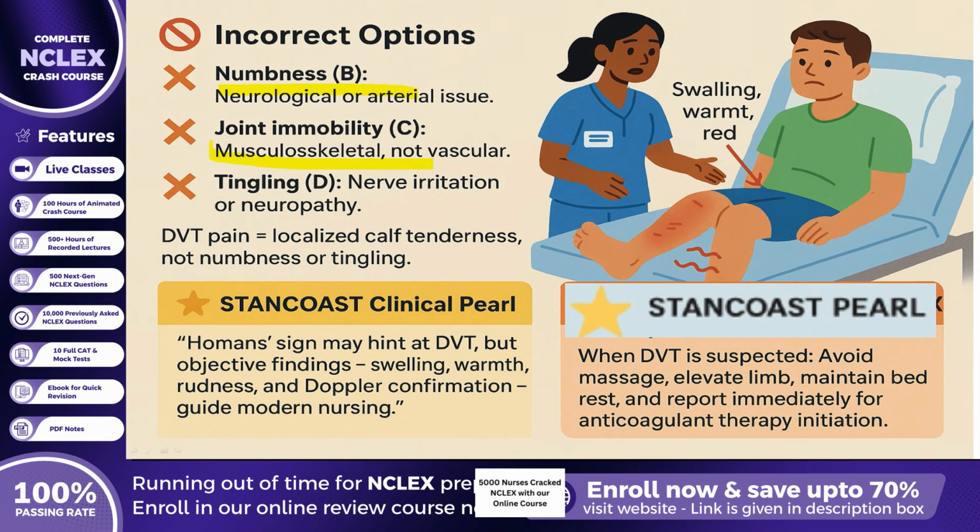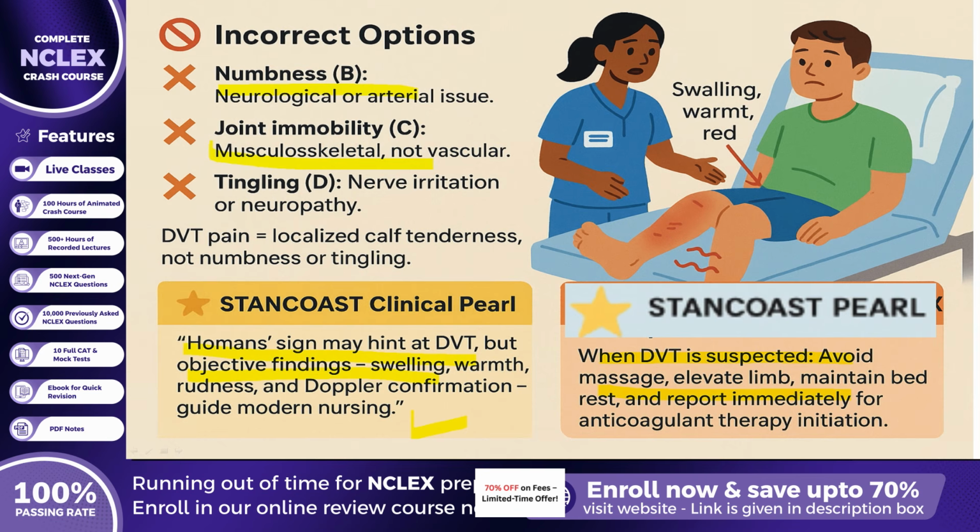As an important takeaway before we proceed further, Stan Coast Clinical Pearl: Hohmann's sign may raise suspicion of DVT, but today's nursing standards rely on objective indicators, unilateral swelling, warmth, redness, and confirmed Doppler results, rather than outdated pain-based methods. Finally, adding an extra layer of exam insight, Stan Coast High-Yield NCLEX Tip: whenever DVT is suspected, refrain from massaging or manipulating the affected limb. Prioritize bed rest, gentle limb elevation, and prompt provider notification for diagnostic confirmation and initiation of anticoagulant therapy.